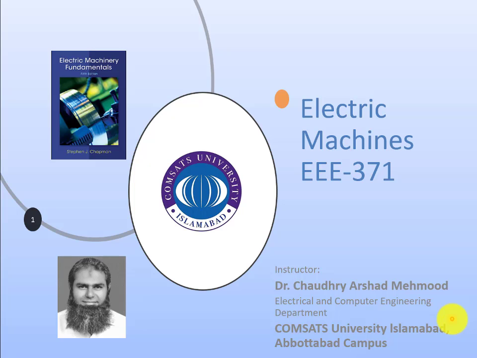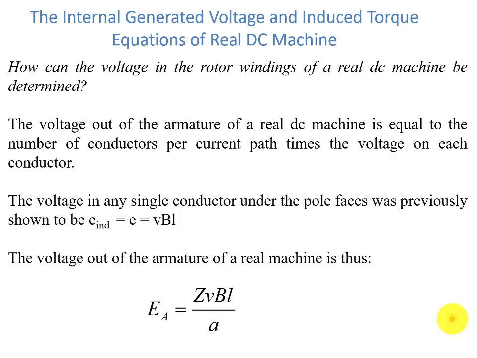So in this video we will continue our topic of DC machinery fundamentals. In today's video we will see how the voltage and the rotor windings of real DC machines are determined. The voltage out of the armature of a real DC machine is equal to the number of conductors per current path times the voltage on each conductor.